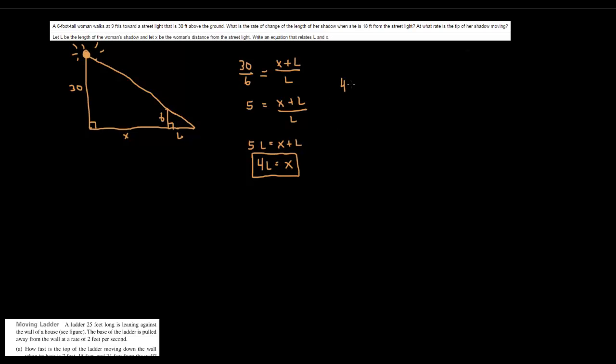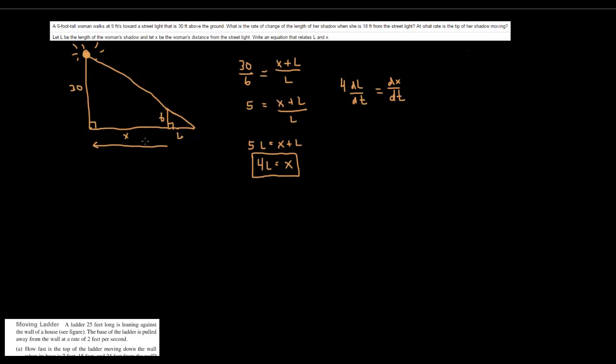So we have to multiply by dl/dt. Now the derivative of x is just 1, but we have to multiply by dx/dt. Okay, now what are we told? What's our given here? We're told that she is walking 9 feet per second toward the street light. So 9 feet per second. What does that tell us? Does that tell us that dl/dt equals 9, or does that tell us that dx/dt equals 9?